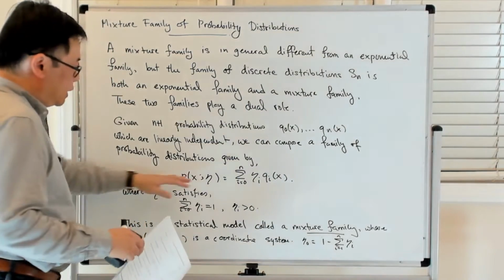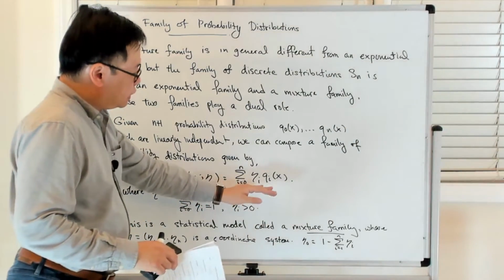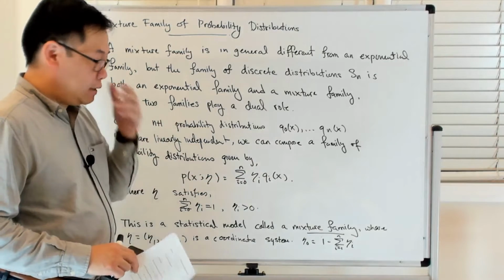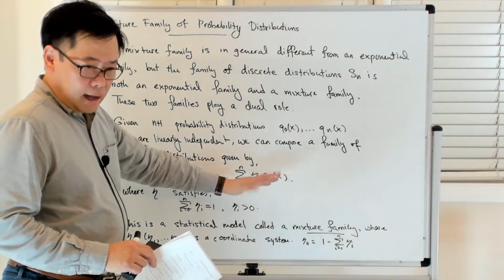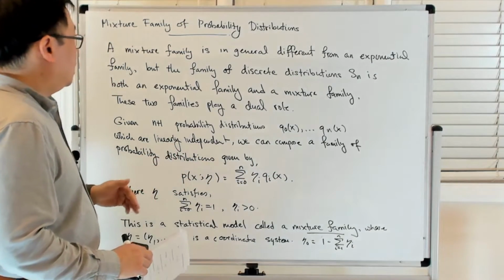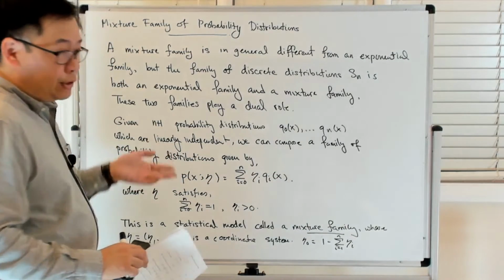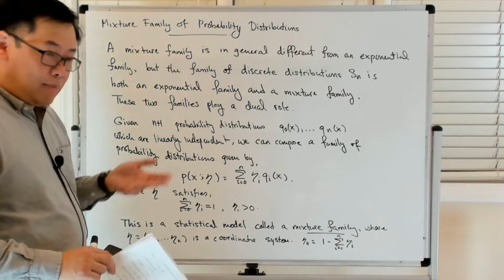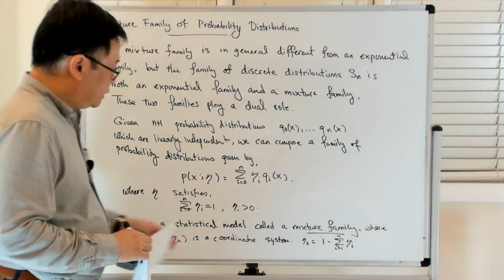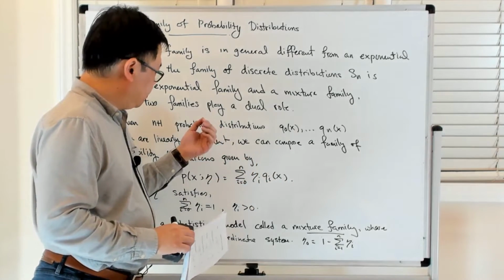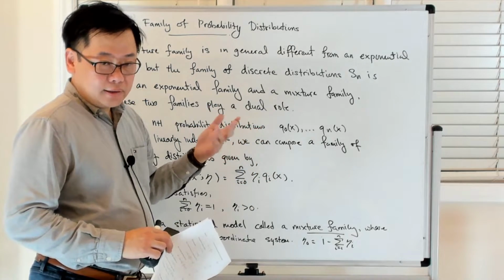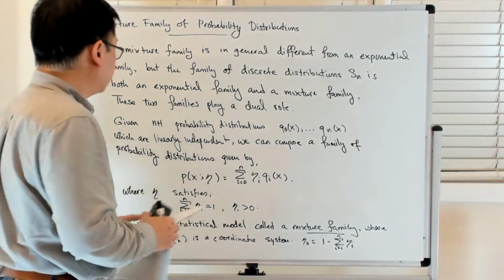All right, so anyway, if you consider this to be a mixture family, then it's clear that the discrete distributions are an example of a mixture family. We already saw that discrete distributions are a member of the exponential family, but it's also a member of the mixture family where the probability distributions being mixed are just the Kronecker delta functions, right?